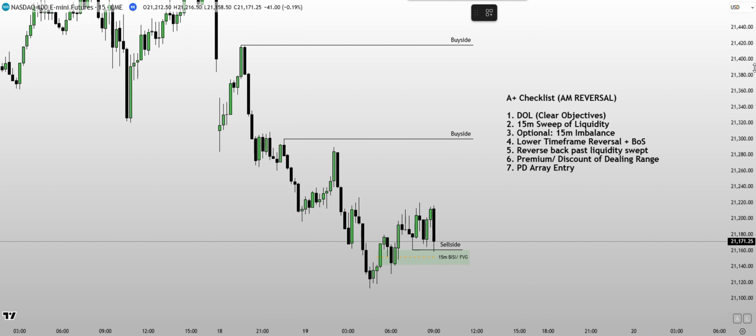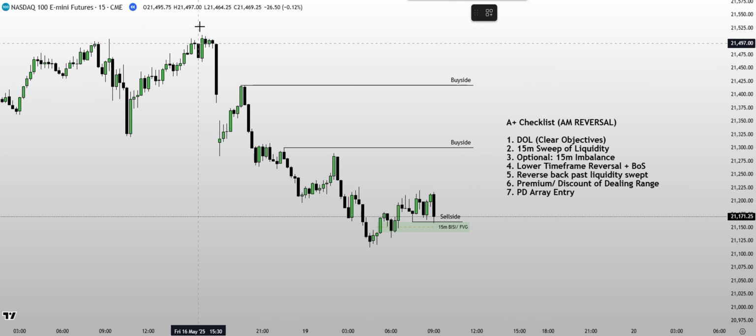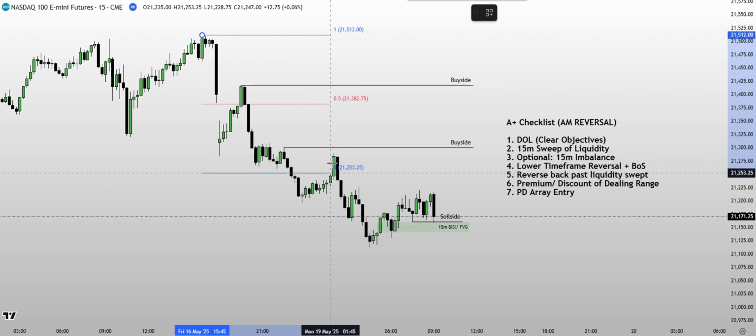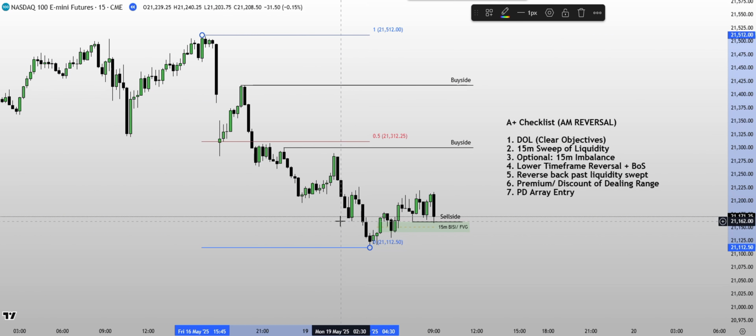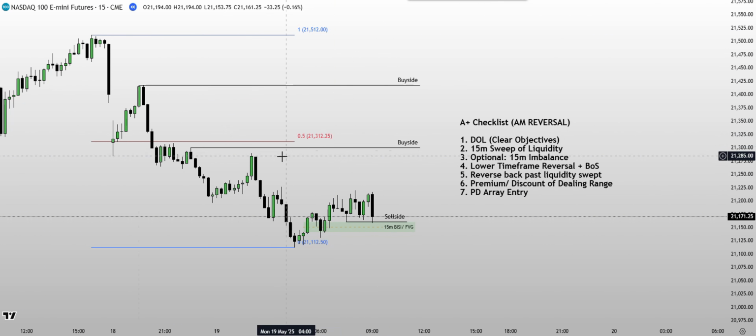Now, let's form the dealing range. Where's the last high that swept liquidity on the 15-minute? Right here. This high swept this one right there. No high swept liquidity here yet. As you can see, all these highs have been left behind. This low swept liquidity right here. So this is the dealing range.